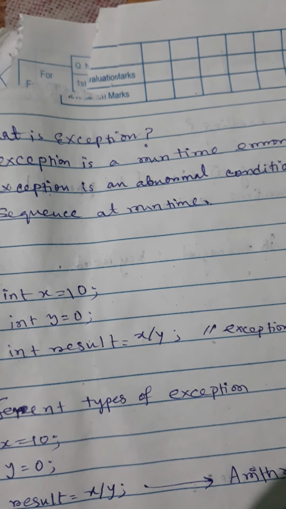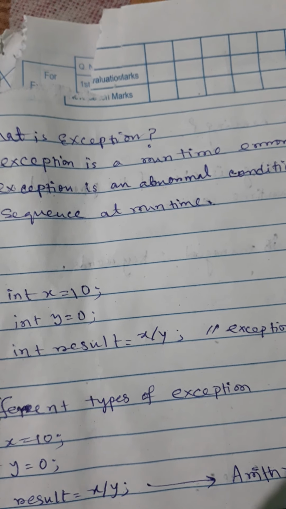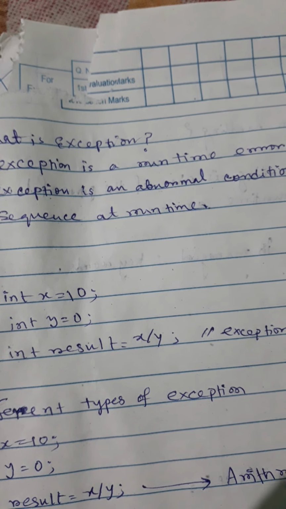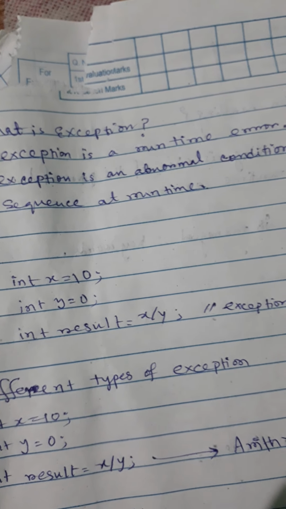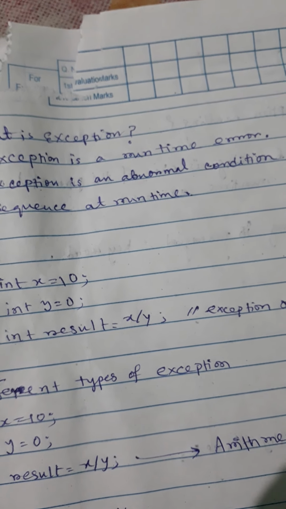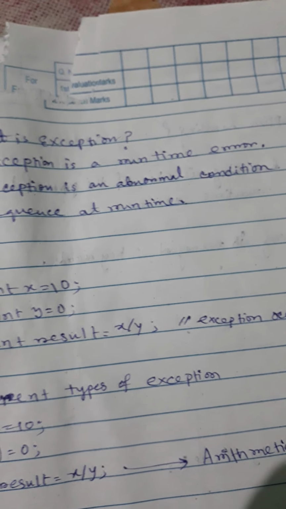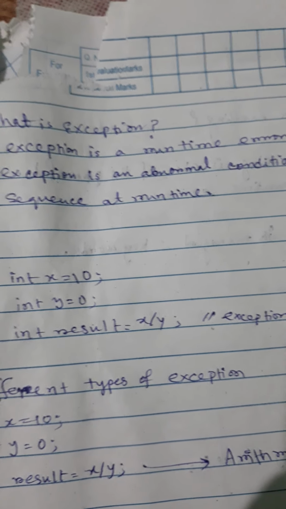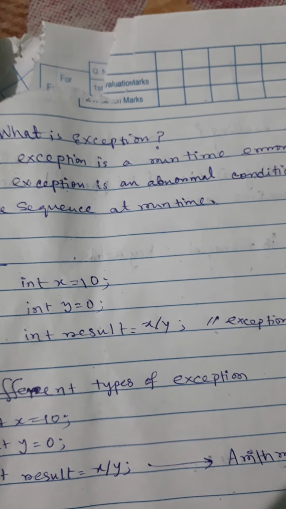Runtime errors are errors that are detected and occur during runtime. Examples of runtime errors are dividing an integer by 0, accessing an element that is out of bounds of an array, passing a parameter that is not in a valid range, attempting to use a negative size for an array, and converting an invalid string to a number. So these are examples of runtime errors. And a runtime error is called an exception.